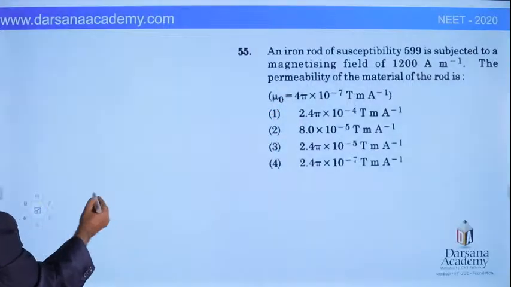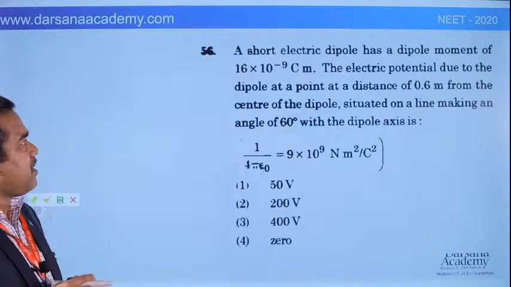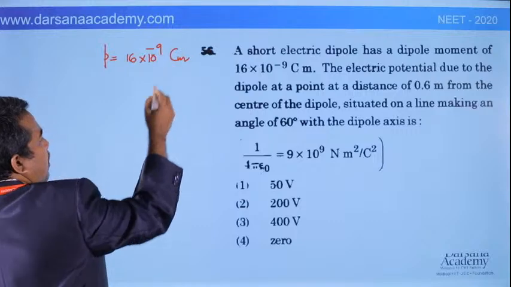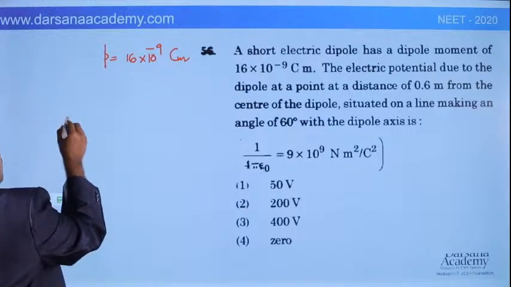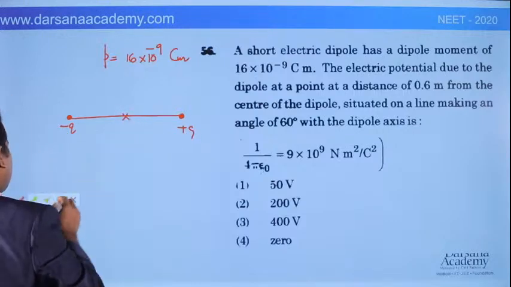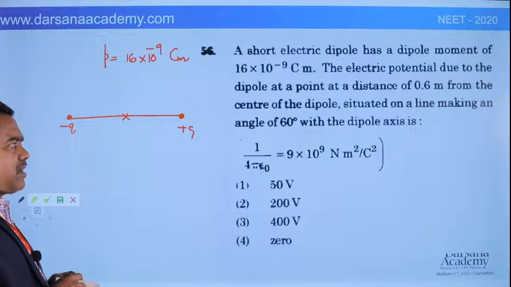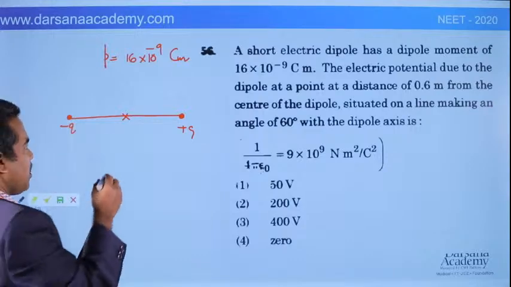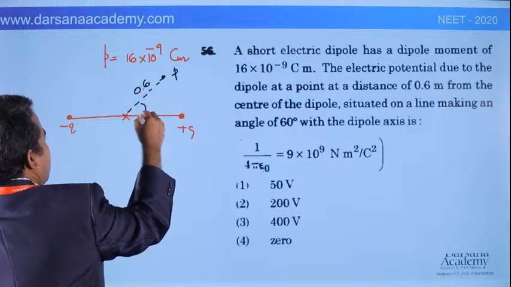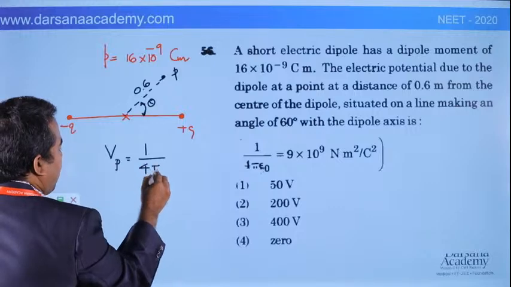A good question from magnetism and matter. And question number 56 from electrostatics. A short dipole has a dipole moment P equal to 16 into 10 to the power of minus 9 coulomb meter. The potential due to the dipole at a point. Suppose we represent the dipole with a minus q charge and a plus q charge. The point is at a distance of 0.6 meter from the center of the dipole, situated on a line making an angle of 60 degrees with the dipole axis. So the point under consideration is at a separation of 0.6 meter and makes an angle theta. We have to find the potential at the point P. Take the value as 1 by 4 pi epsilon 0.